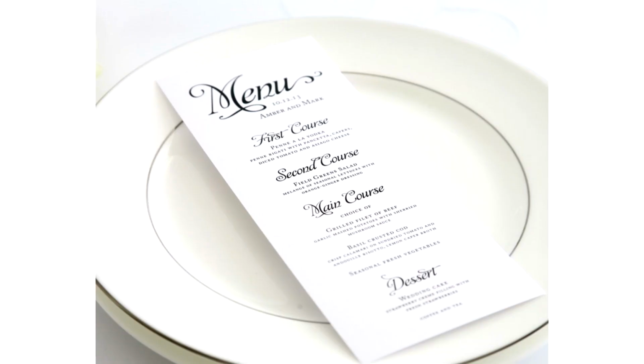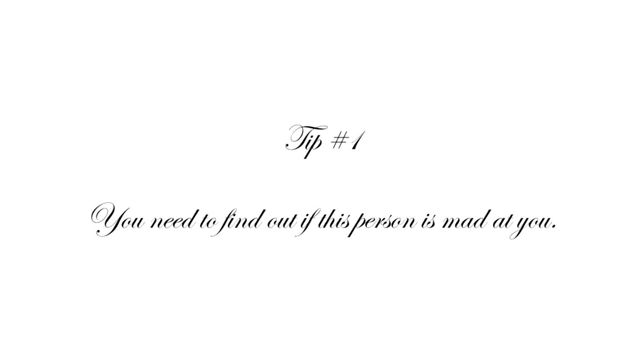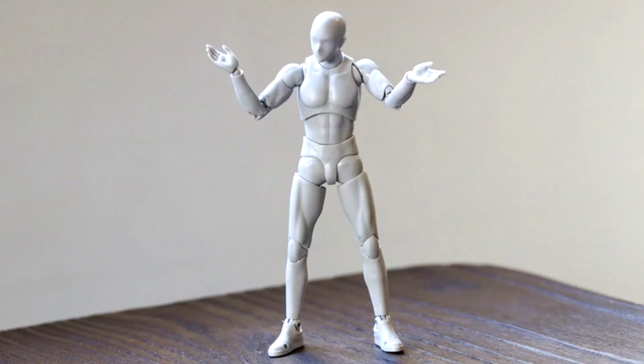To make this easier to understand, I'm dividing this into 4 courses, kind of like a nice Italian restaurant menu. So for the Antipasto, tip number 1, you really need to find out if this person is mad at you.